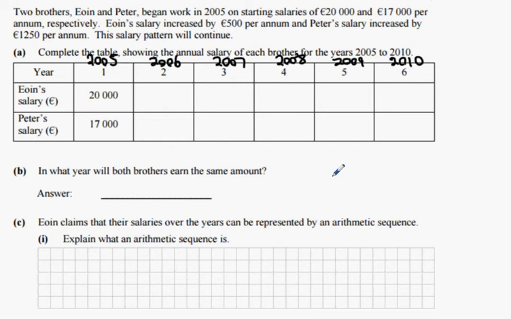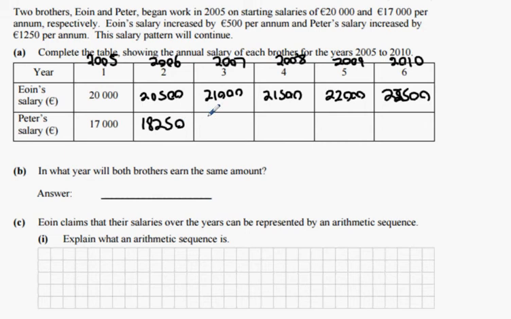Okay? When will both brothers earn the same amount? We up it by 500 every time. So 20,500, 21,000, 21,500, 22,000, 22,500, and underneath it goes up by 1,250: 18,250, 19,500, 20,750. What do we have there? 22,000 then, yeah?